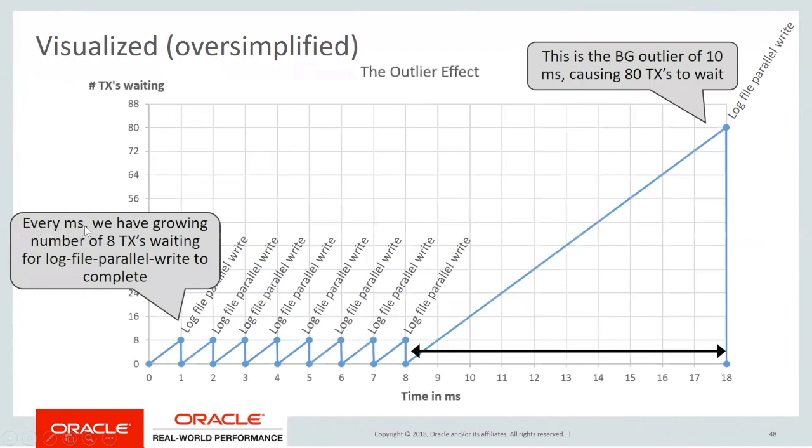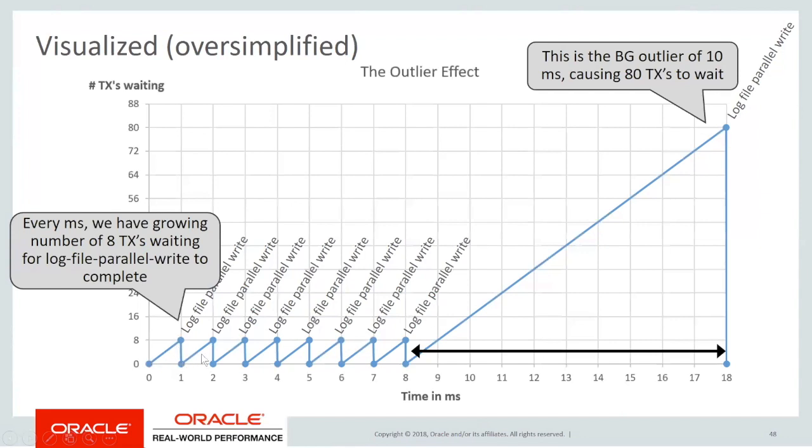Now, every millisecond, 8 new transactions arrive that have performed a commit. 8 new transactions arrive that start waiting for a log file sync. So I'm starting to see a growing number of sessions waiting for a log file sync. At some point, the log file parallel write succeeds. And actually, this is really oversimplified, because this log file parallel write actually completes the commit records that were here, that were in the millisecond prior to this millisecond. But the oversimplification works in terms of making my point.